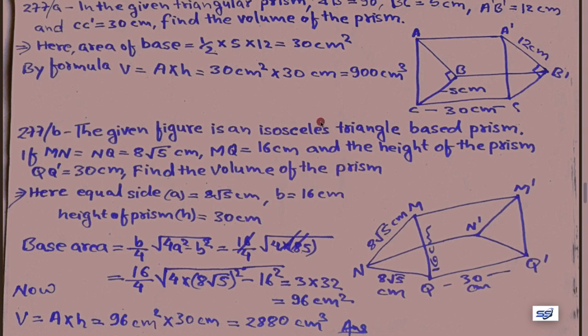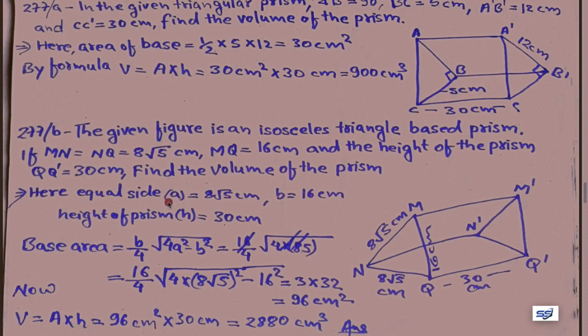Given information about this prism: this is the prism. The given information is here 8 root 5 cm, 8 root 5 cm, 16 cm, and here 30 cm. Using all this information, we will find the requirement of our question.